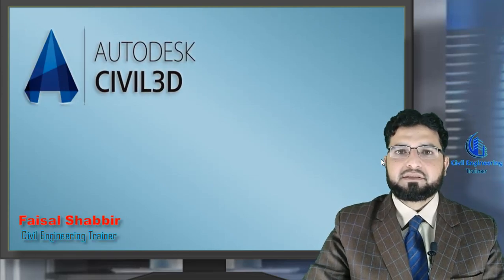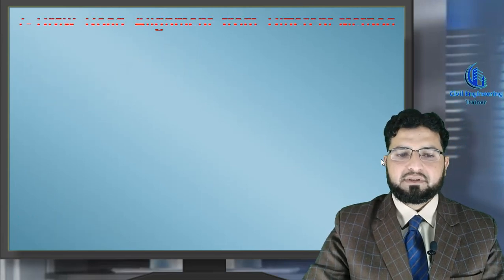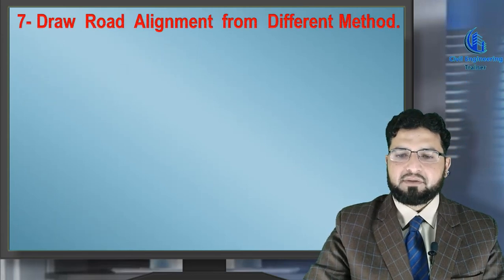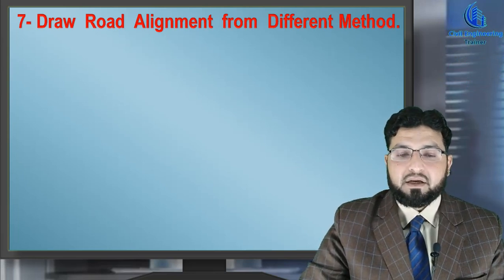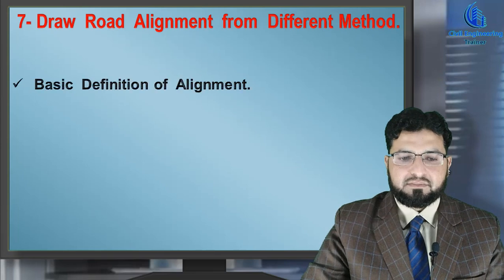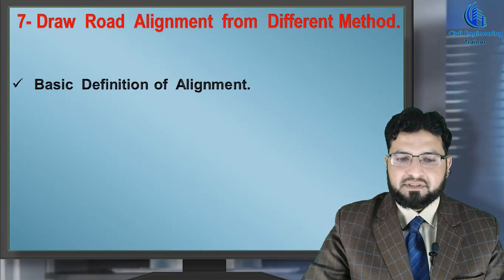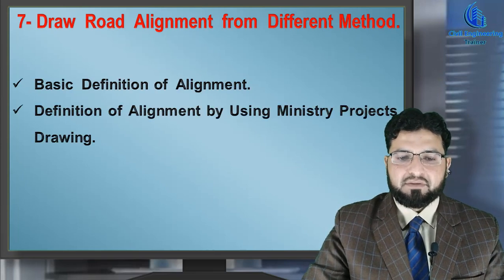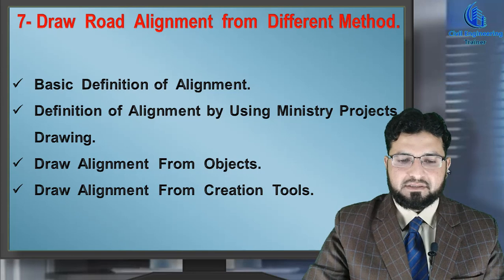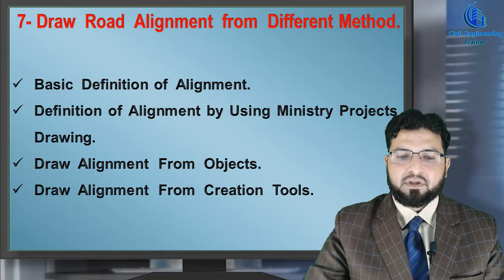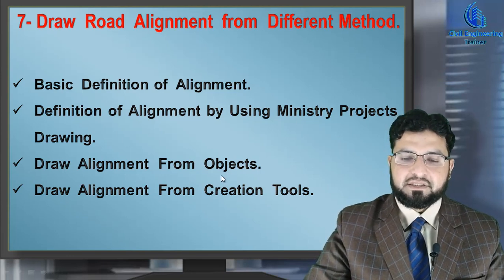Today we are starting another lecture of AutoCAD Civil 3D. Our lecture is about drawing road alignment with different methods. This is a very important lecture of AutoCAD Civil 3D. First of all we discuss the basic definition of alignment by using NIST project drawings, and next is draw alignment from object, and next is draw alignment from creation tool. We discuss all these topics in this lecture.